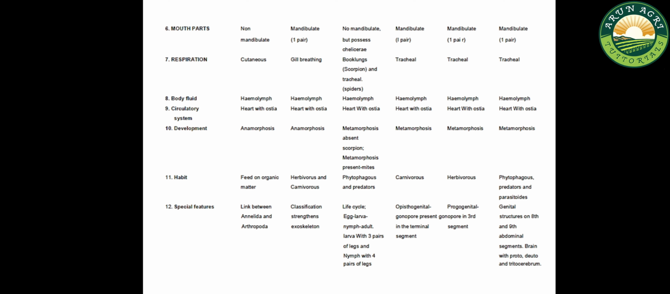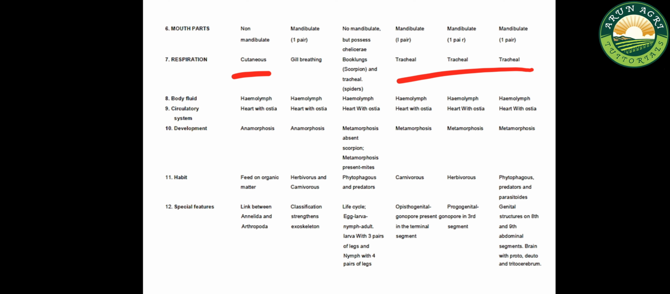So next, respiration. In Chilopoda, Diplopoda, and insects, you can see the tracheal type of respiration. But in onychophora, it is cutaneous, and in crustacea, it is gill breathing, since some of them are aquatic. In scorpion, it is book lungs, and in spiders, again it is a tracheal kind of respiration.